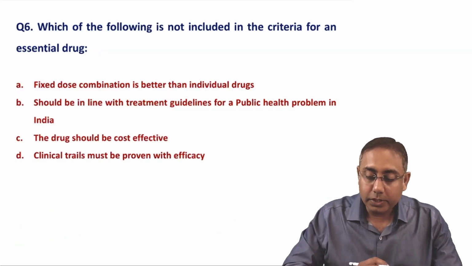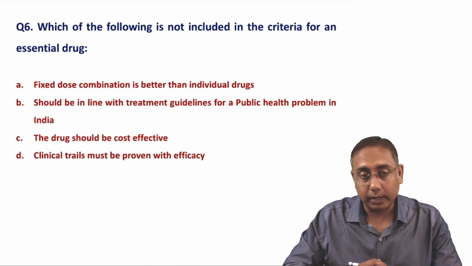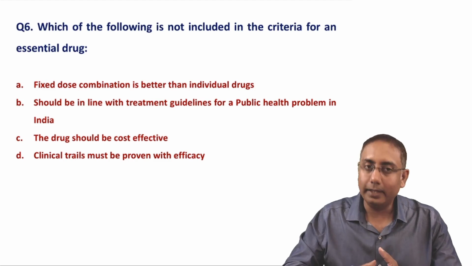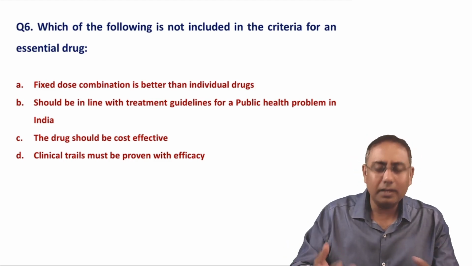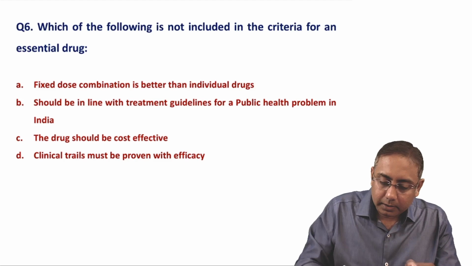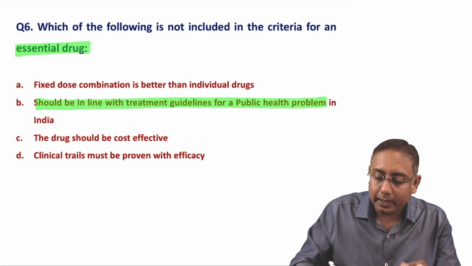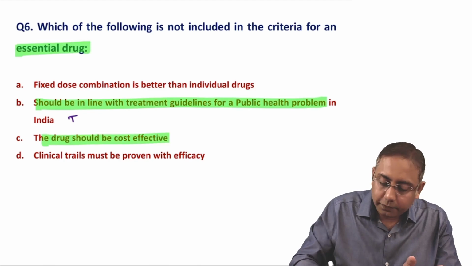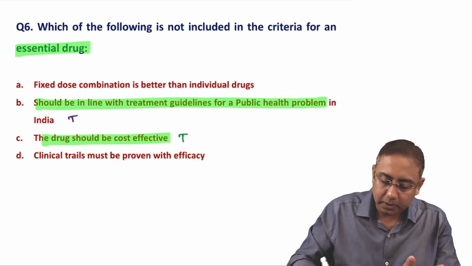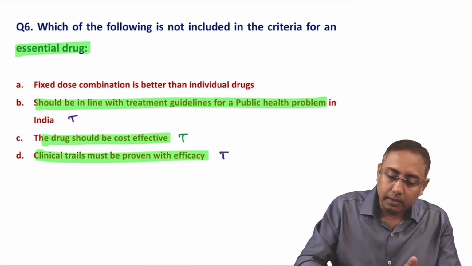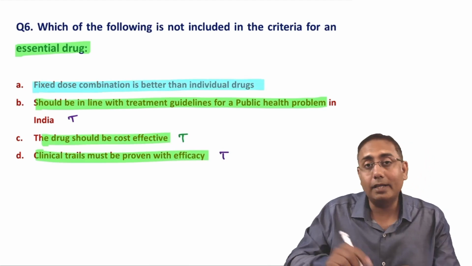Next MCQ, which of the following is not included in the criteria for an essential drug? The essential drug list is a new chapter in the PARK 26th edition also. We have discussed this in the updates also. It's a direct question, and even if you have not studied, anybody can rule out the options. The essential drug should be in line with the treatment guidelines for a public health problem. This sounds like a true option. The drug should be cost effective. This also looks like a true option. The clinical trials must be with proven efficacy. This is absolutely true. Now, the point is the option that the fixed dose combination is better than the individual drugs.